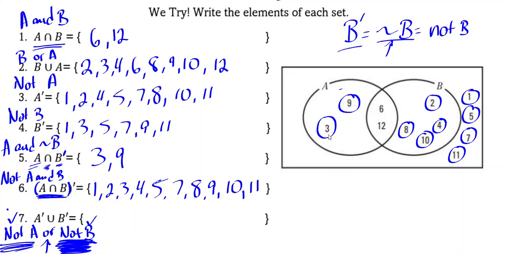Now, this part I think is confusing. When you see this, not B, you're thinking we can't possibly be picking these ones because those are in B, and it says not B. But it's saying either or. We don't need both of these to happen at the same time. It could either not be in A or it could not be in B. Either of those two conditions mean we have an element from our set. So it's everything besides the 6 and the 12 again.